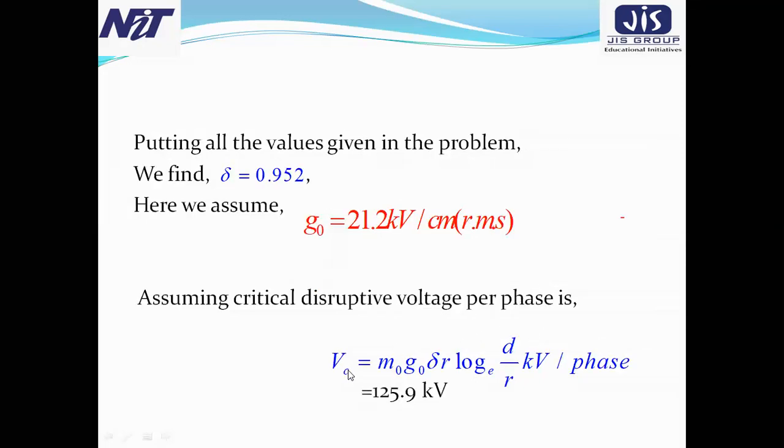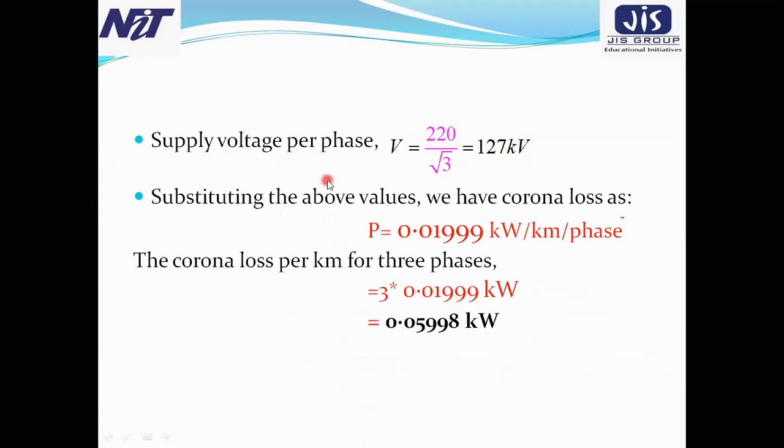So what is Vc? Already in the first and second problems we calculated the value of Vc. So here the same equation we need to use to solve this problem. Try to understand in this case, that is m0, g0, delta, r, log d by r. Putting all these values, we get the final value 129.5 kilovolt. So no problem with Vc. Next, go to the second slide.